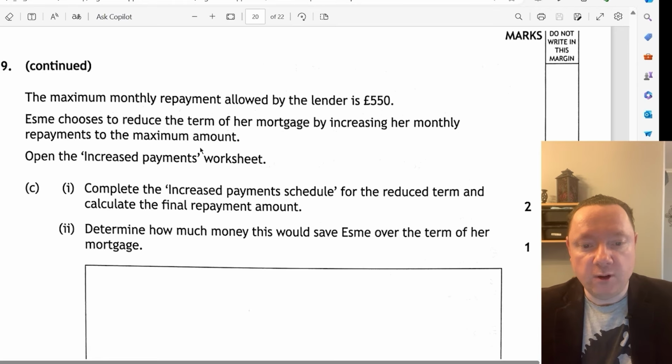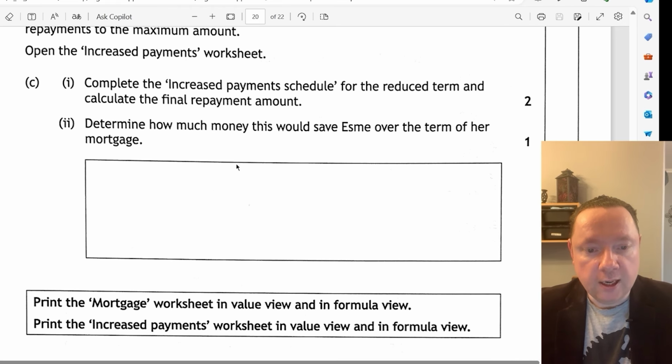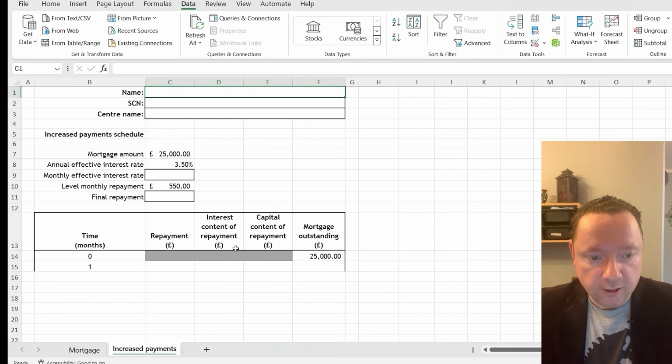Okay, the maximum monthly repayment amount allowed by the lender is £550. Esme chooses to reduce the term of the mortgage by increasing her monthly payments to the maximum amount. Open the increased worksheet. Complete the increased payment schedule for reduced term and calculate the final repayment amount. Determine how much money this would save Esme over the term of her mortgage. So there's the increased payments amount.